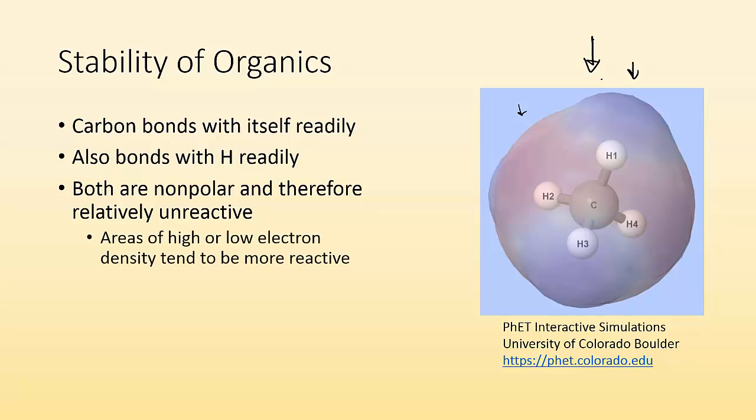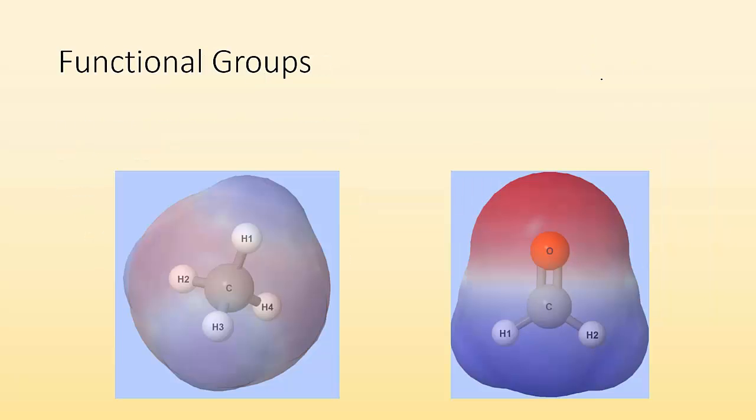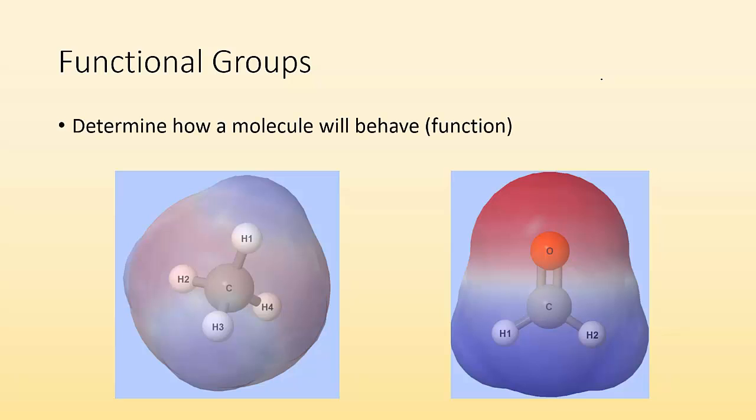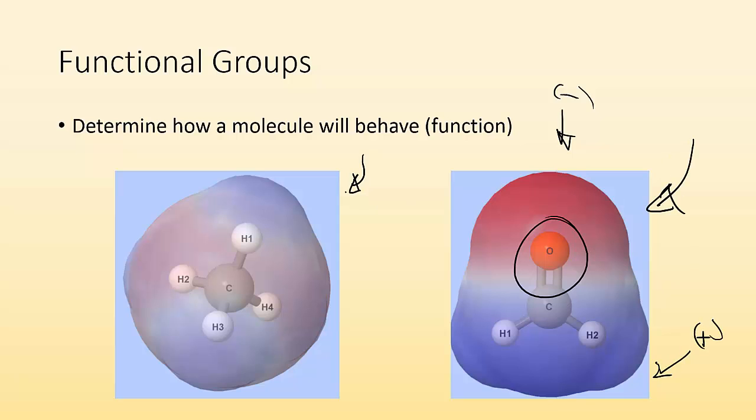Also, a little pet peeve of mine, I'll get into that. But functional groups, okay? They determine how a molecule will behave or function. You can see that here methane doesn't have any great difference in charge throughout the molecule, whereas here, because of this double bond O, you can see this area is really negative and this area is really positive. This molecule is going to be a lot more reactive than methane because of that uneven distribution of charge. So this double bond O is what we call a functional group or a family, because it is going to determine how that molecule functions.